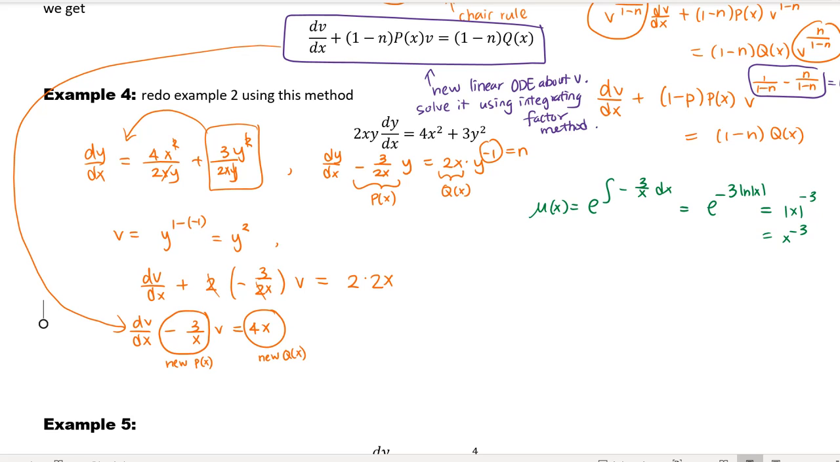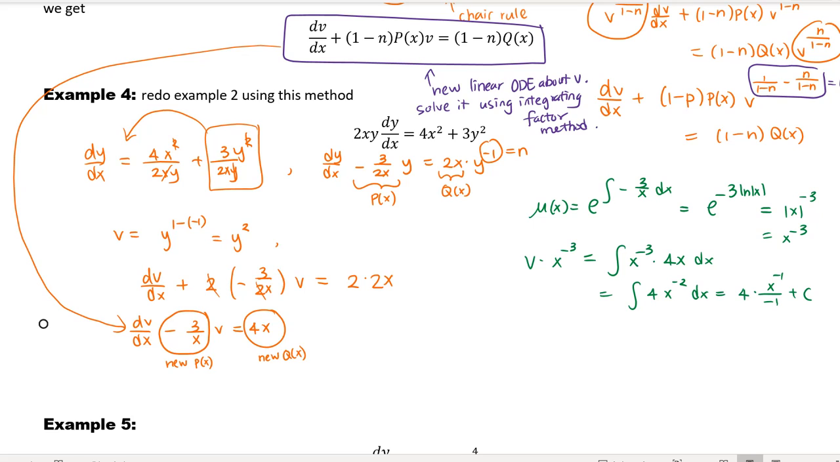So far, so good, everyone. Okay, by the integrating factor formula, but here, this is the ODE about v. So v times the integrating factor equals the integrating factor times q. Q is 4x, so we have 4 times x to the minus 2. Well, what do we do? We add 1 to the exponent and divide by that exponent.